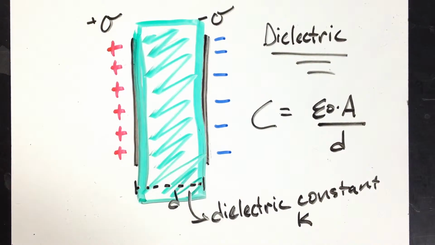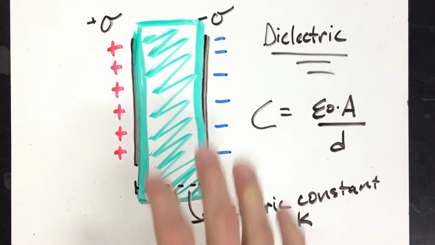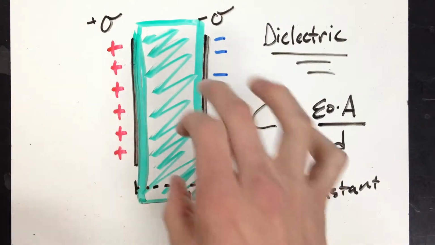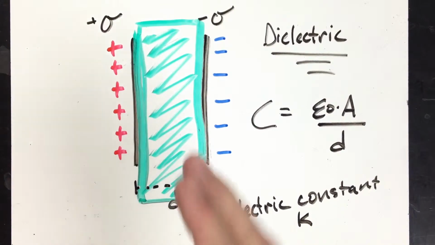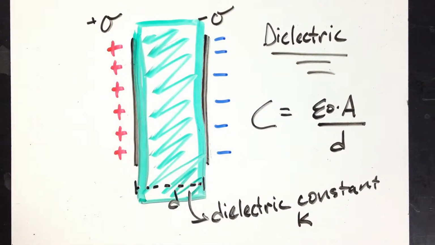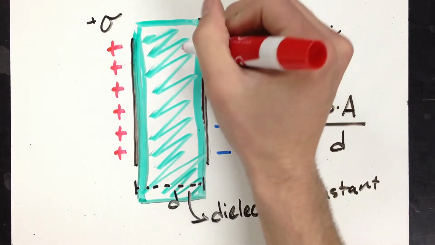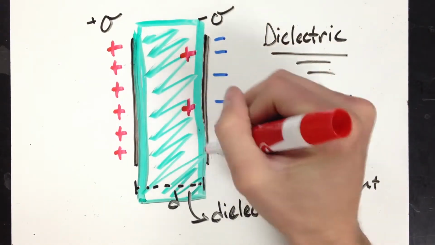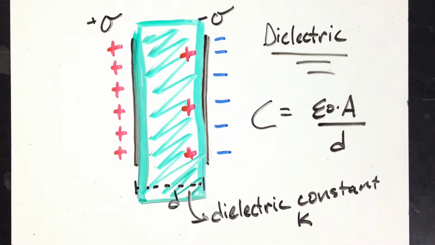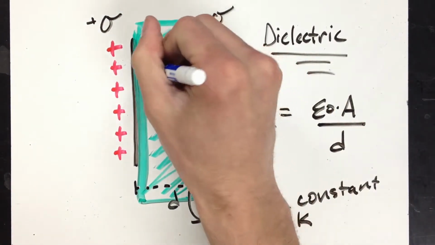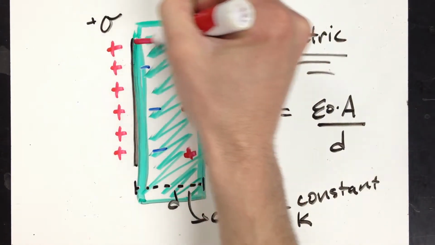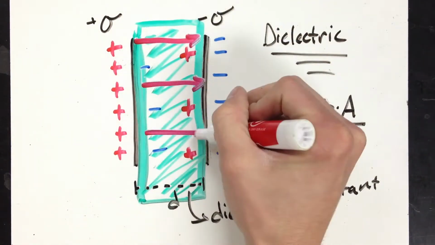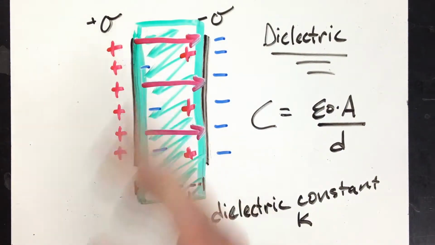Now, what is going to happen here is that my dielectric has charge in it, and there's going to be an induced charge on my dielectric. So I'm going to end up with some of its positive charge going over here like this, and then some of its negative charge going over to the other side, kind of like this. Now what that does is it effectively lowers the overall E field in between my plates.